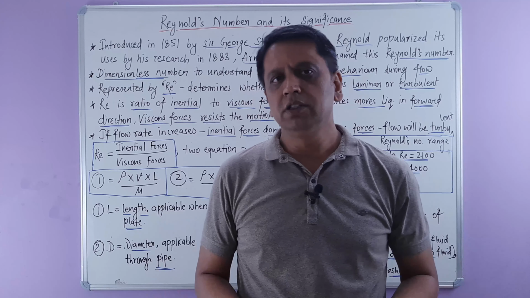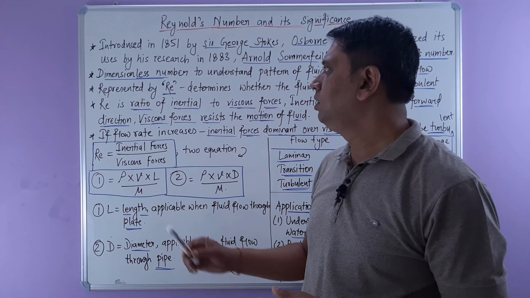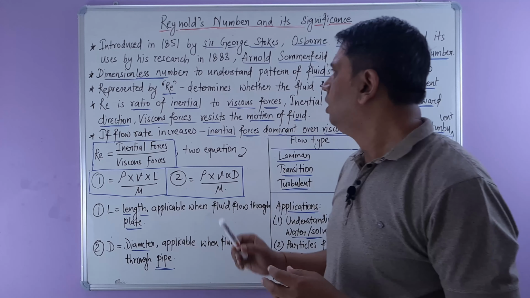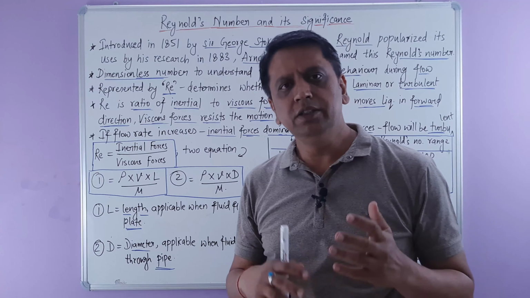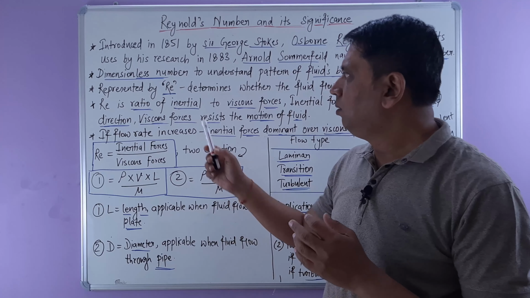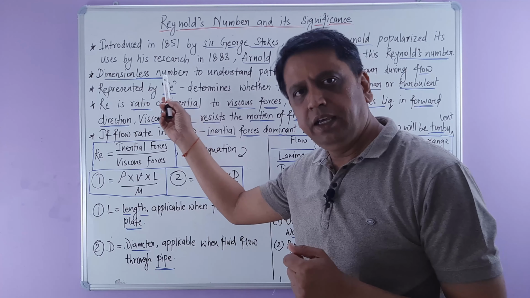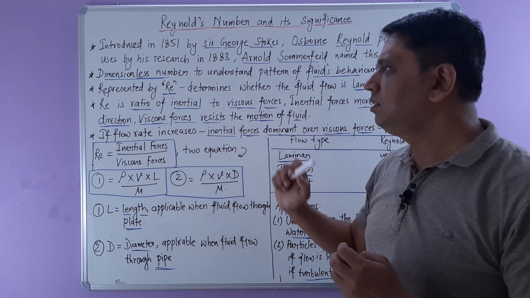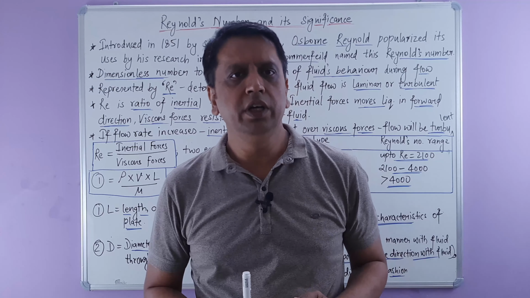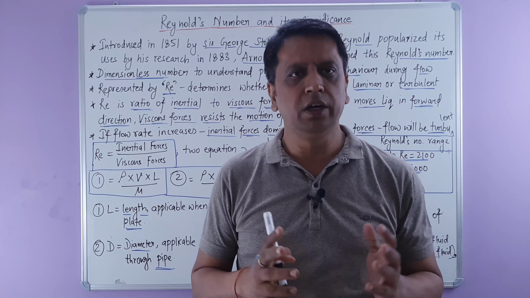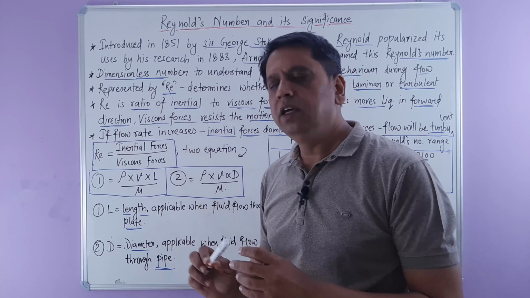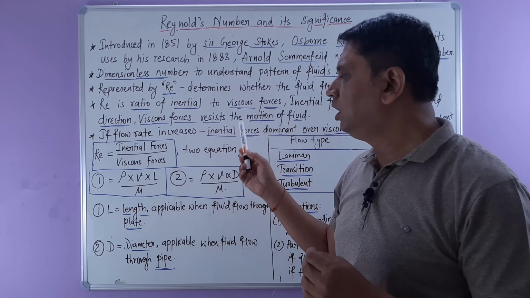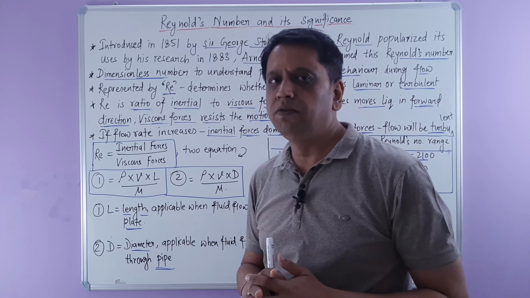Now, what is this Reynolds number? This Reynolds number is a dimensionless number to understand the pattern of a fluid's behavior during its flow. It is represented by Re, and it determines whether the fluid flow is laminar or turbulent. Now, this Re is actually a ratio of inertial to viscous forces.